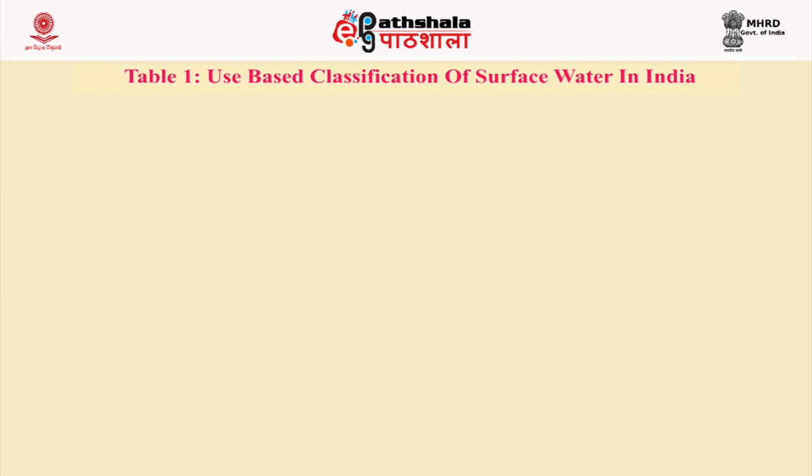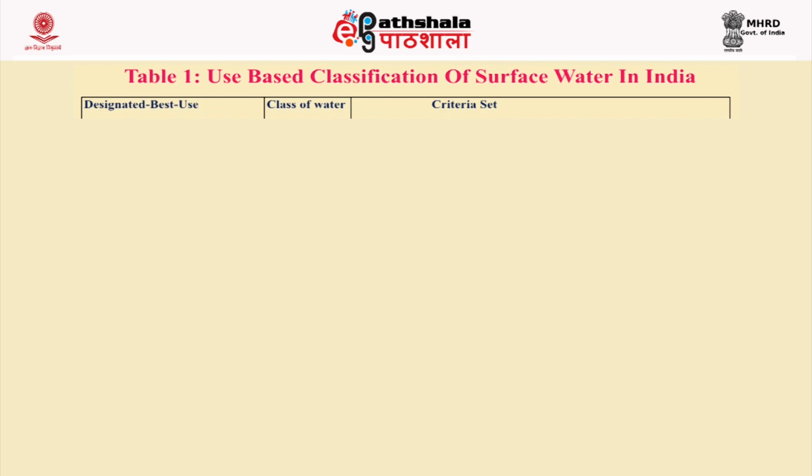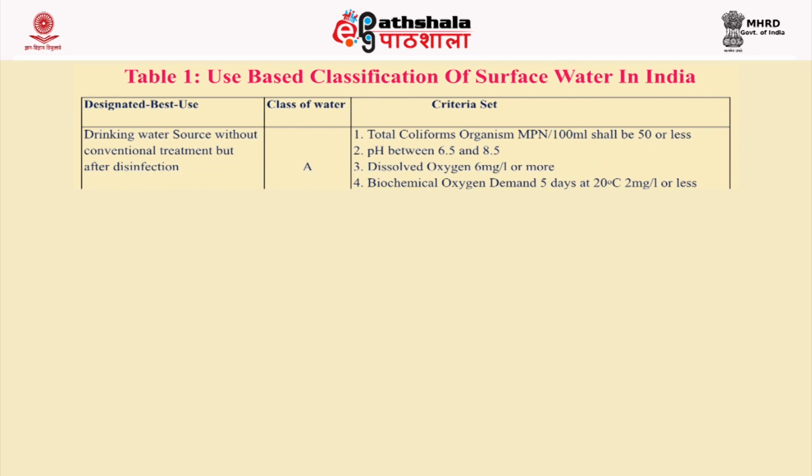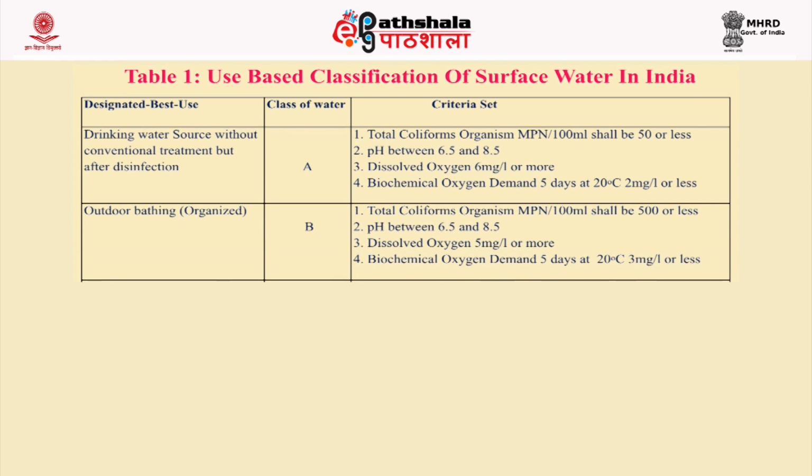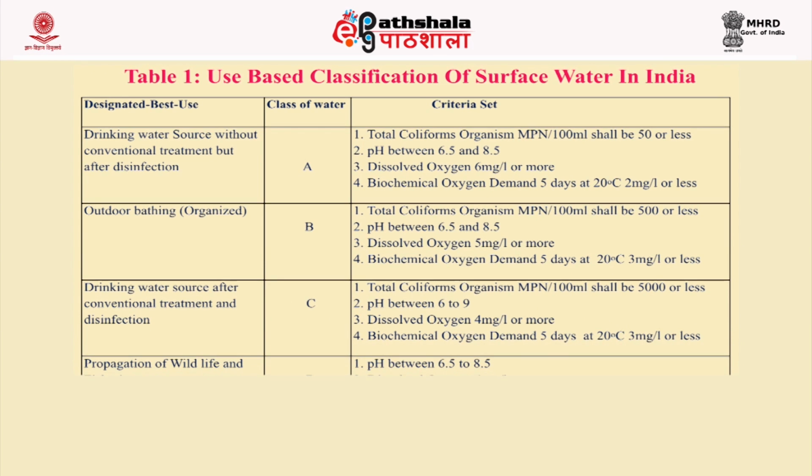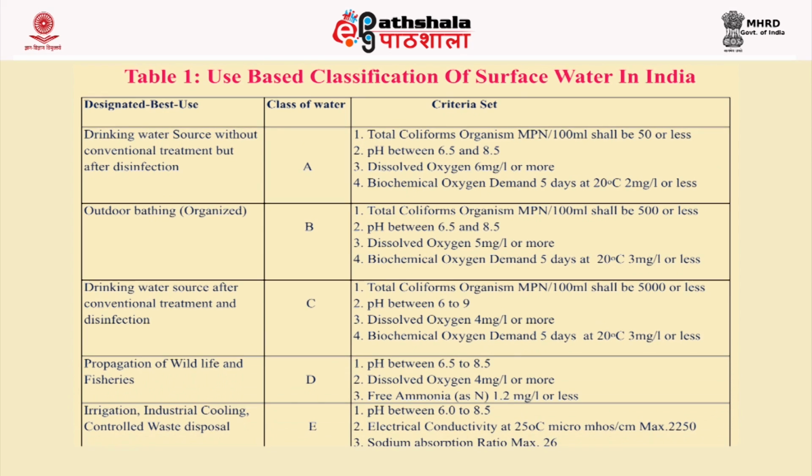Table 1 shows the use-based classification of surface water in India. It includes different designated best use of water, class of water, and the criteria set on the basis of which it is classified into different classes. Like, drinking water source without conventional treatment but after disinfection should be classified into class A. The criteria are total coliform organisms shall be 50 or less than 50, pH should be between 6.5 and 8.5, dissolved oxygen should be 6 milligram per liter or more, and the BOD should be 2 milligram per liter or less than that. Similarly, different classes of water have been classified.